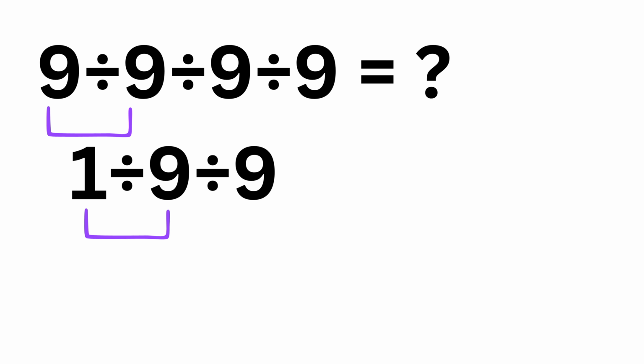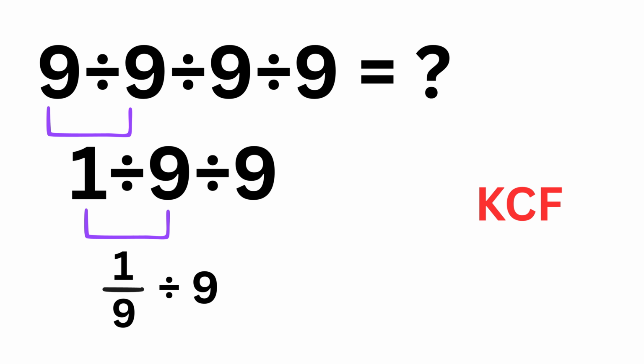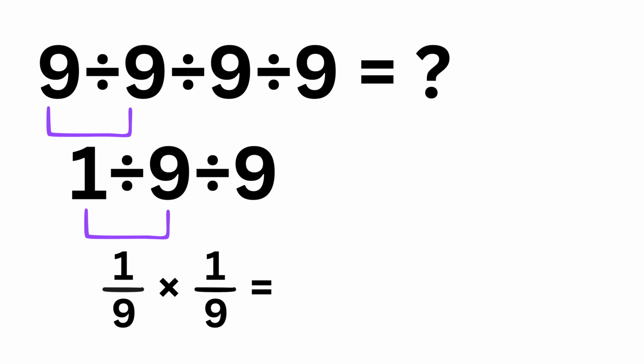Now we have to do this division. 1 divided by 9 can be written as 1 over 9, then divided by 9. Now, according to the KCF rule, K stands for keep, C stands for change, and F stands for flip. We keep the first fraction, change division to multiplication, and flip the second fraction. So we get 1 over 9 multiplied by 1 over 9, which equals 1 over 81.